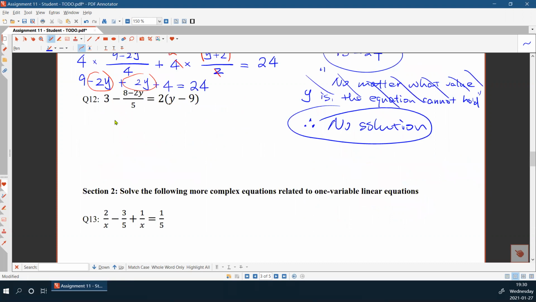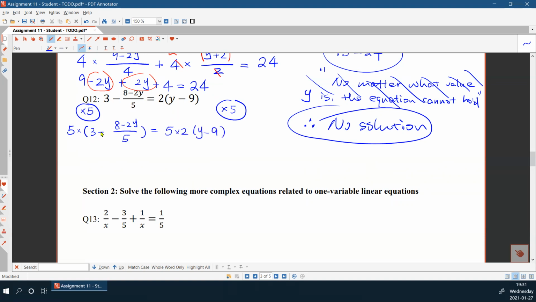Okay. Question 12, again, there are ratios, right? You can directly expand it, or first of all, if you don't like ratios, just try to cancel them, okay? By observation, the least common denominator is, of course, 5, right? So we can multiply both sides of the equation by 5, okay? For the left-hand side, we have 5 times the 2 terms. Right-hand side, we have 5 times 2 times y minus 9.